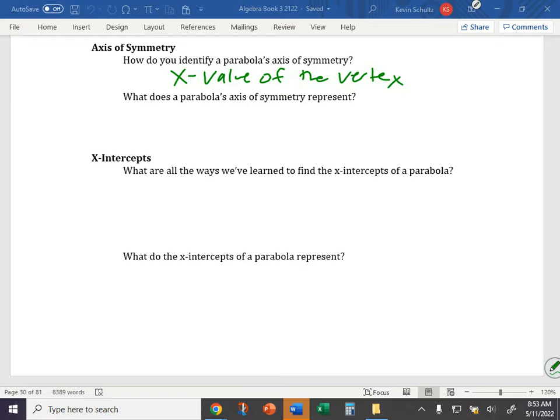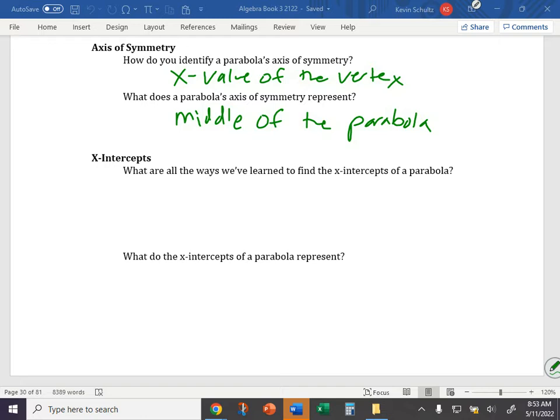A parabola's axis of symmetry represents the middle of the parabola, where you can fold it over itself, right? Axis of symmetry and vertex go hand in hand because the axis of symmetry is where the vertex is. Will a parabola always be symmetrical? Yes. A parabola will always be symmetrical.